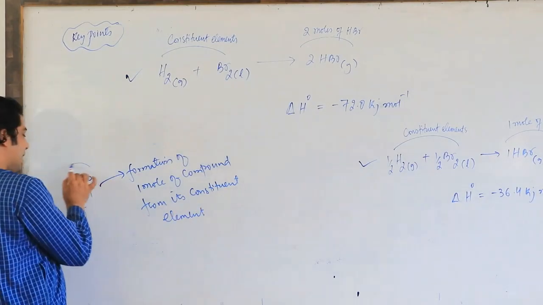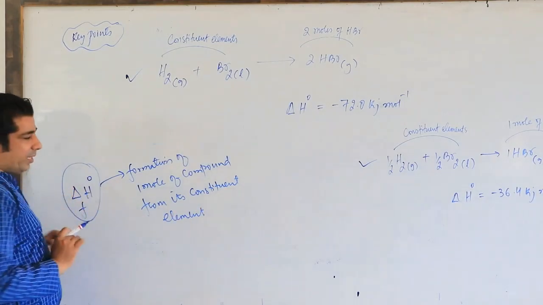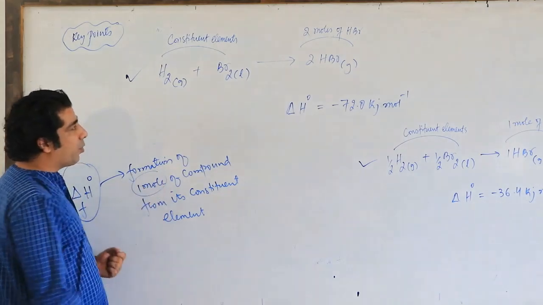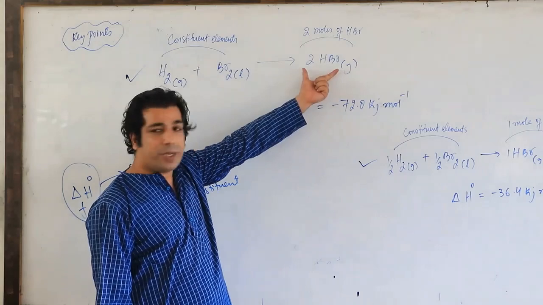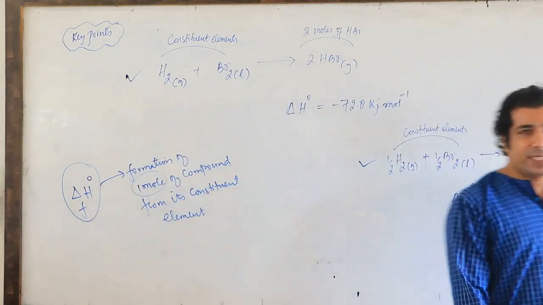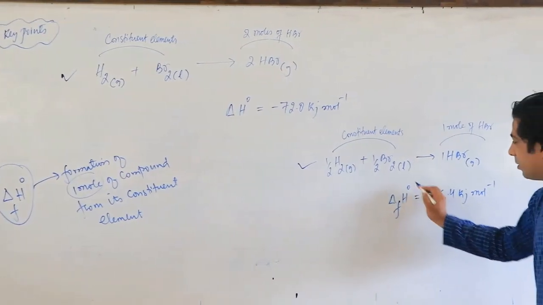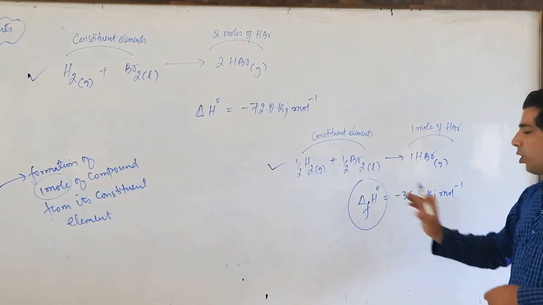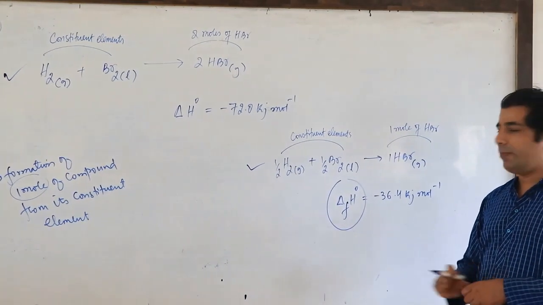So when this delta H naught F discusses the formation of 1 mole of a compound, but how many moles of compound are formed here? 2. And how many are formed here? 1. So my dear friends, this is your standard enthalpy of formation.